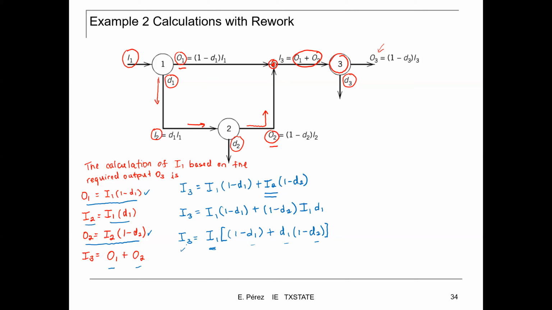So what I'm going to do now, I'm going to solve for I1. I want to compute I1. So I1 is going to be equal to, so I'm substituting for I1, it's going to be equal to I3 divided by this expression, 1 minus D1 plus D1 times 1 minus D2.